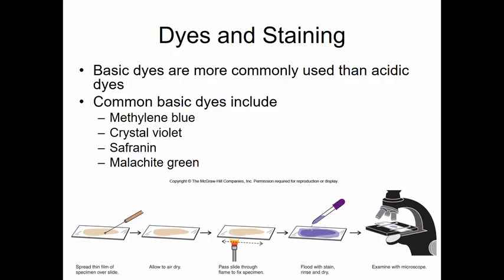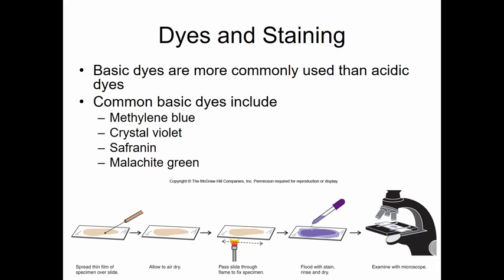How do these dyes and staining procedures work? It's all a series of steps. None of the steps are complicated. It's just about watching your timing and making sure that you're getting everything on there. So again, we're going to use lots of basic dyes in microbiology. They're much more common than acidic dyes. Common basic dyes: methylene blue, crystal violet, safranin, and malachite green. We are using all 4 of those dyes within the next 2 weeks in this class.